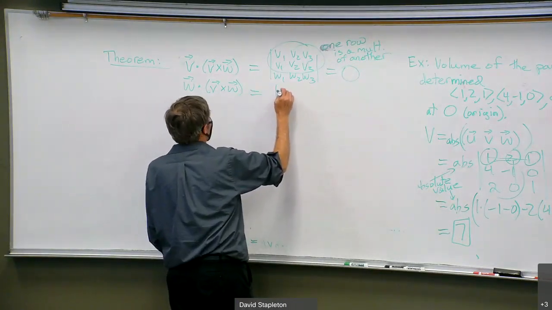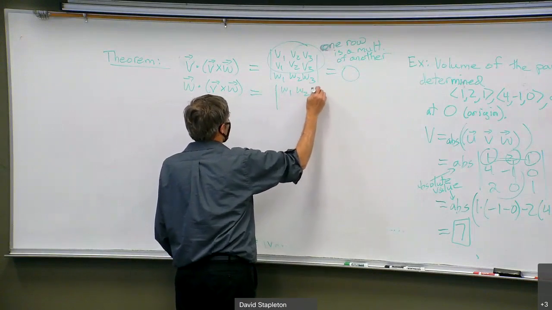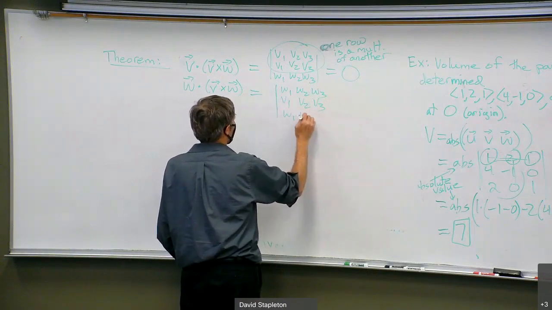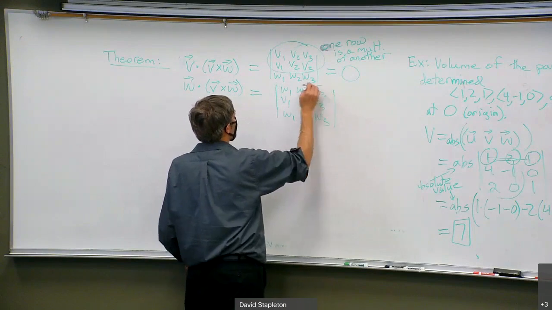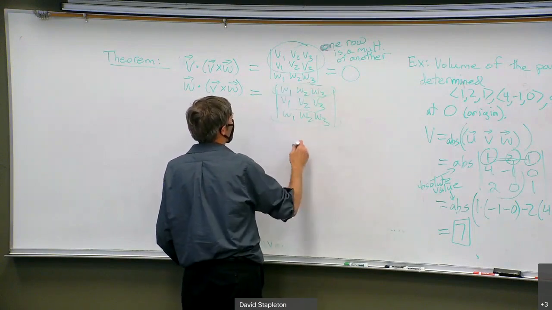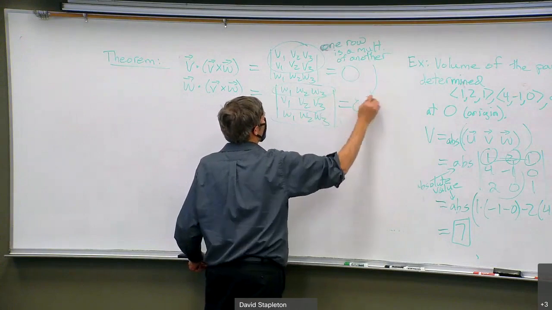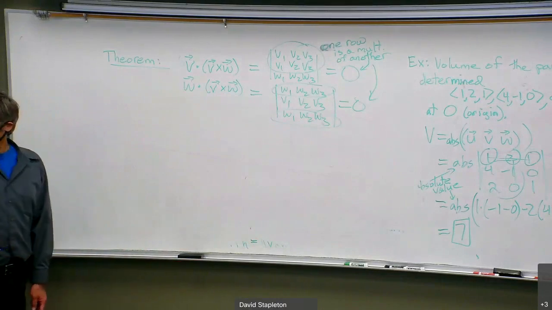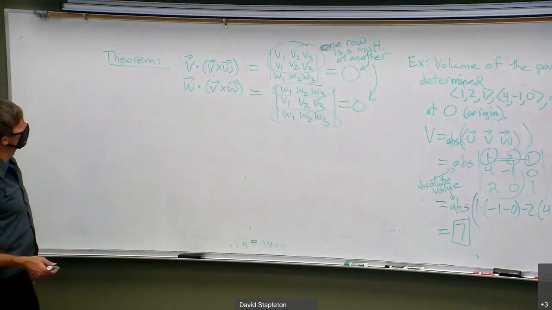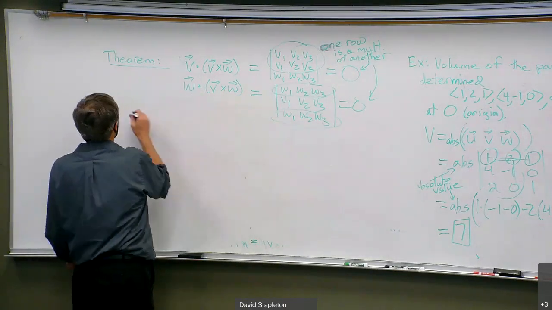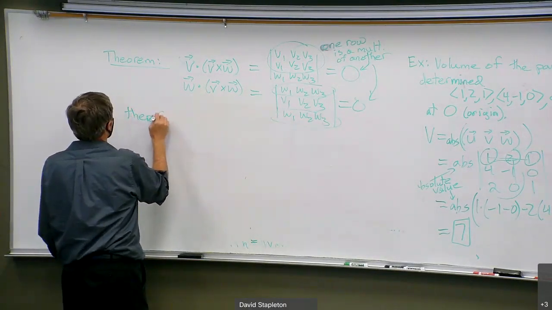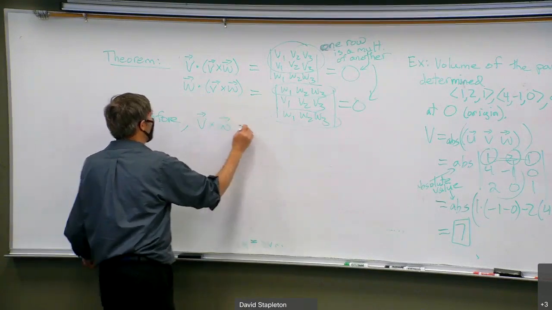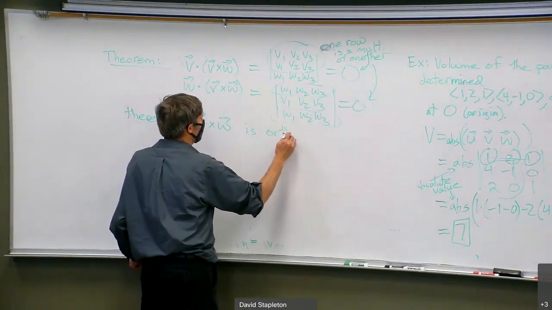This one is W1, W2, W3, V1, V2, V3, W1, W2, W3. Oh, wait a minute, another repeated row. The first row and the third row are multiples of each other. So this determinant is equal to 0 also. What does that tell us? This is a major geometrical application. So these things are both 0, therefore V cross W is orthogonal. Right, that's what orthogonal means.